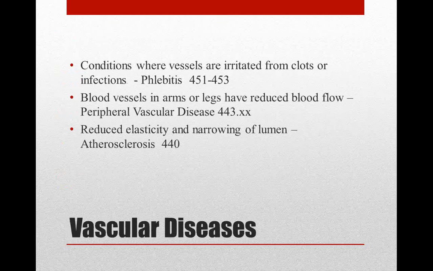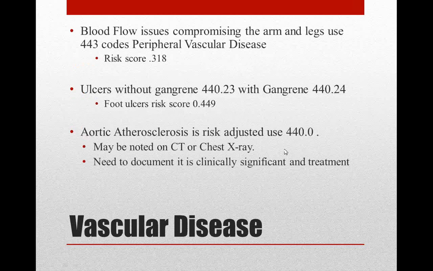Vascular diseases: phlebitis, which is the vessels are irritated from the clots or infection, 451. Blood vessels in the arms with reduced flow, that's your PVD, 443 codes. And then your atherosclerosis, your 440 codes, where you have the narrowing of the lumen and reduced elasticity. So if you have blood flow compromising the arms and legs, you're going to use your PVD code. You get a risk score of 0.318 with the 443 codes. Ulcers with gangrene or without gangrene, you're getting the foot ulcer score of 0.449.